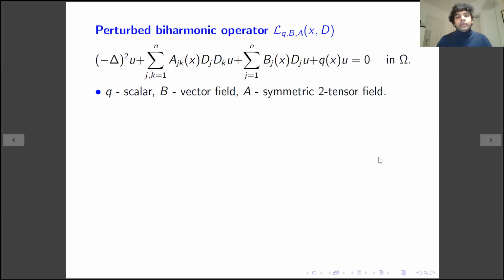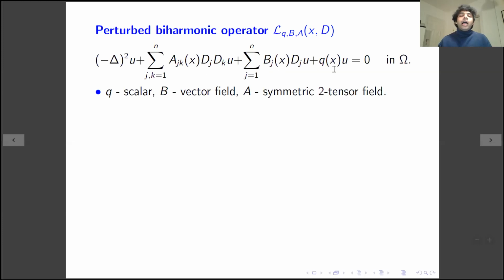Then we move into the Bi-Harmonic operator. You can see it is written as a second order to fourth order operator. It's an elliptic equation, so the order has to be even. This is the fourth order operator. We don't have any third order term, but we have a second order, first order, and zeroth order term. The second order term here is governed by a symmetric 2-tensor field, that is a matrix, A_jk. And this B_j is a vector field, and this Q is a scalar field.